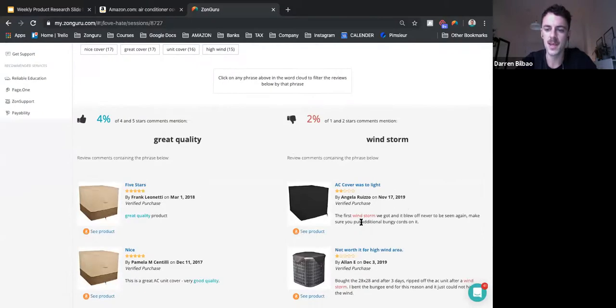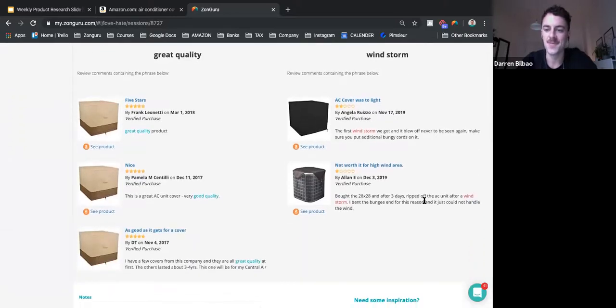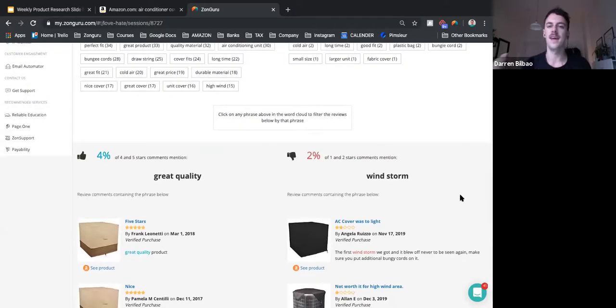Windstorm. So first windstorm, got ripped off and blew off, never saw it again. Was ripped off the air conditioner after a windstorm. So maybe you need to have some straps in there for when it gets windy, or some way of securing it to the air conditioner so there's no chance of it falling off.